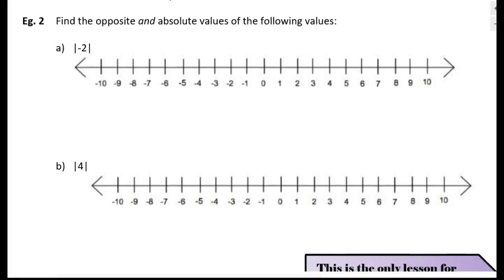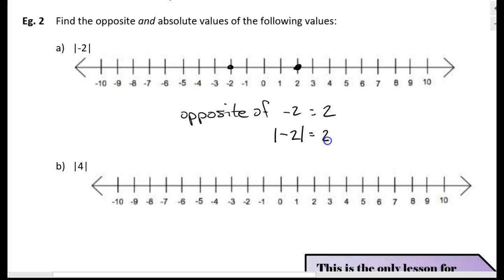So I want to find the opposite and absolute values of the following. I want the absolute value of -2. So for -2, the opposite value is 2, and the absolute value is 2. So the opposite of -2 is 2, but the absolute value of -2 is also 2, looking at that distance here.